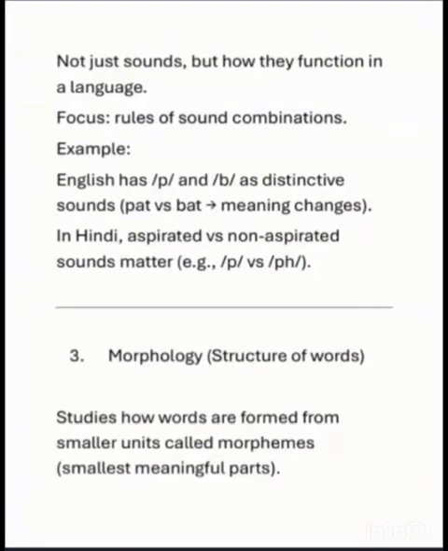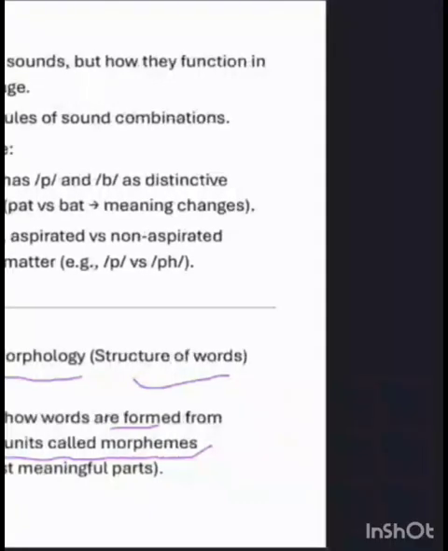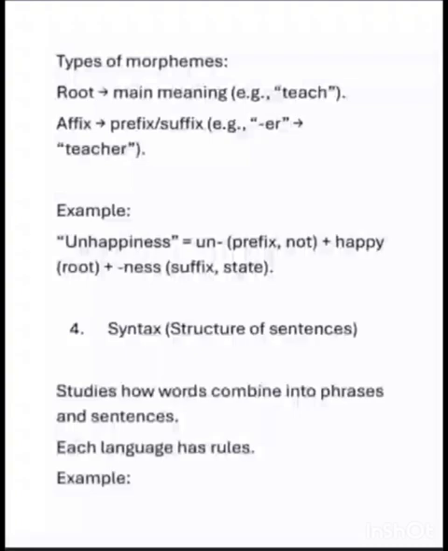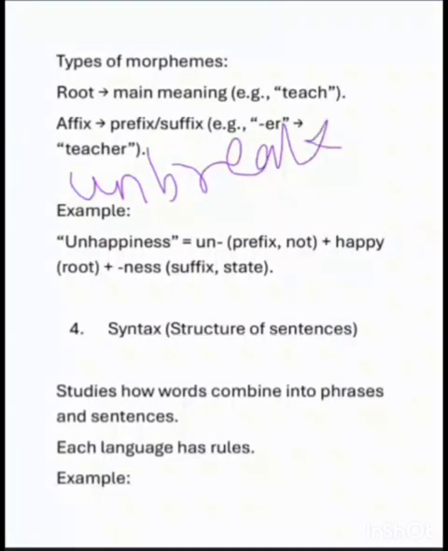Then we have morphology. Morphology deals with the structure of words, how words are structured or made. It studies how words are formed from smaller units called morphemes. Morphemes are the smallest meaningful parts within a word. For example, we have this word, unbreakable.